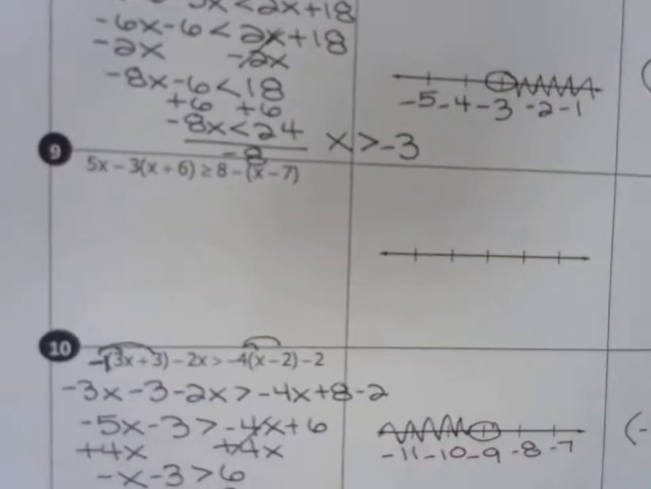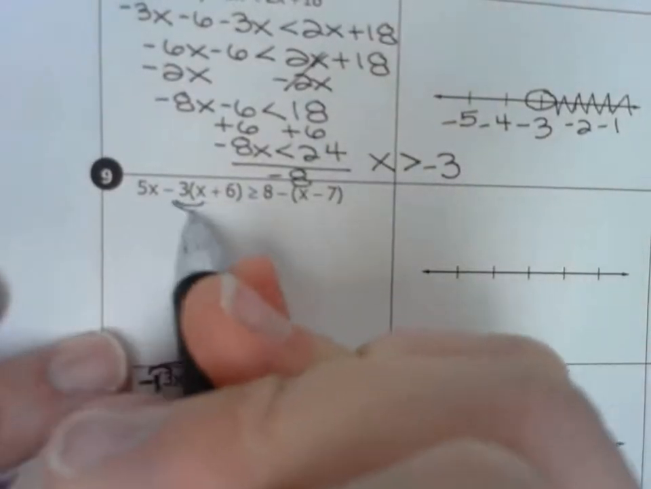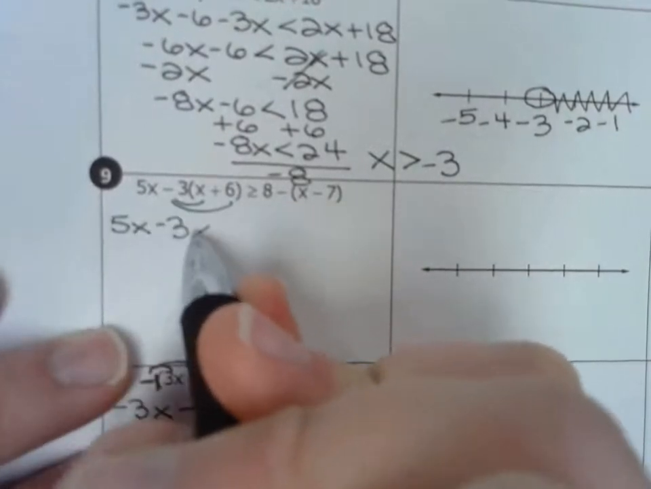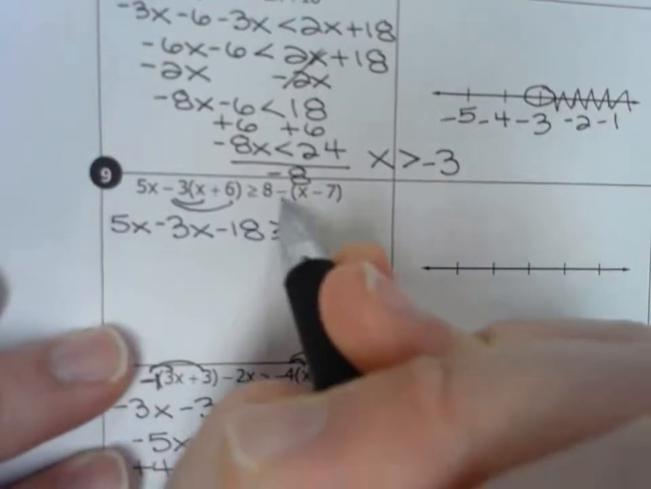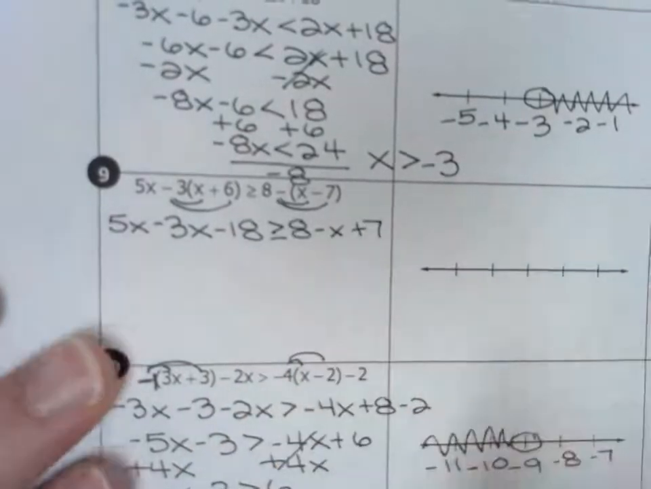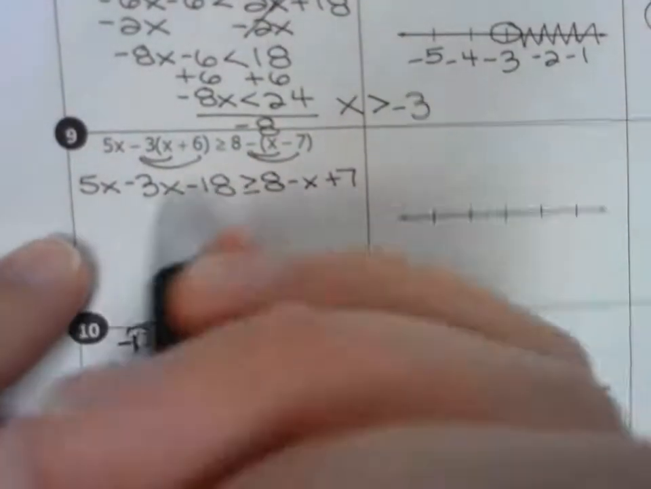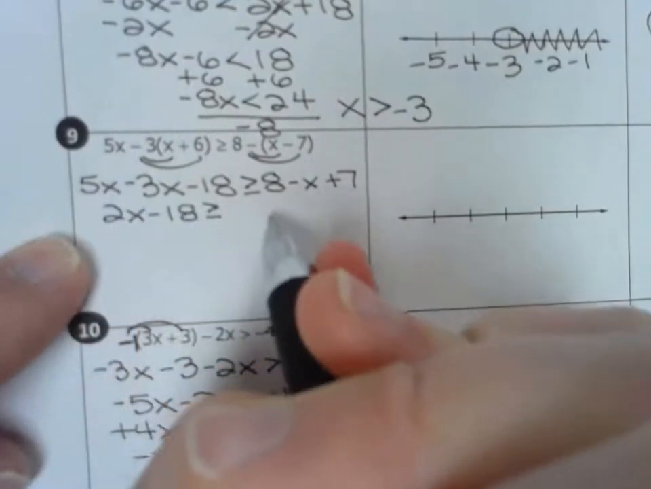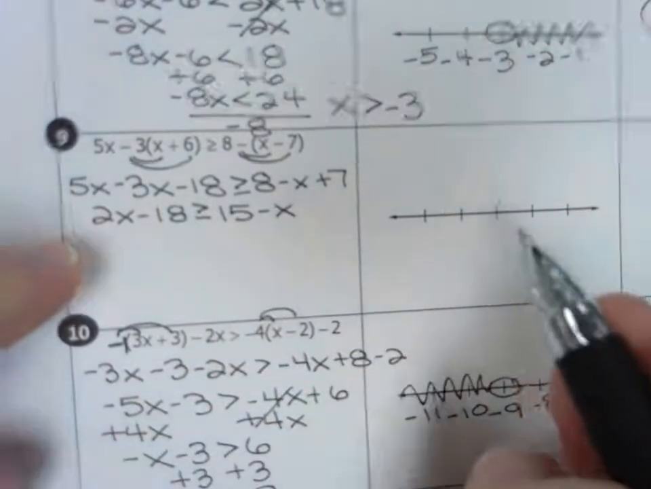Okay, let's look at 9 real quick, and then we'll be done. You can start the homework. So if I look at 9, we need to distribute. So I'm going to distribute the negative 3. So the 5x stays out front. Negative 3 times x, negative 3x minus 18 is greater than or equal to, distribute the negative 1. So 8 minus x, negative times the negative 7 is a positive 7. Combine things together on the left side. So 5x minus 3x is 2x minus 18 is greater than or equal to, combine things on the right side, 8 plus 7, so 15 minus x.